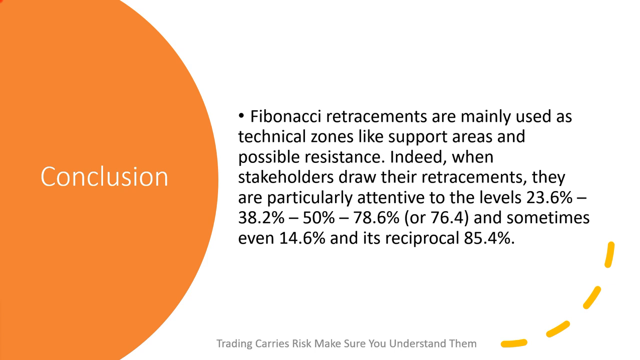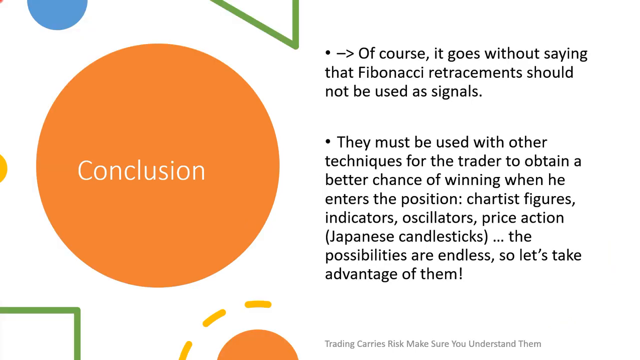So in conclusion, Fibonacci retracements are mainly used as technical zones like support areas and possible resistance. Indeed, when traders draw their retracements, they are particularly attentive to the 23.6, 38.2, and 50. A lot of times people ignore the 78.6 and the 88 because most of our strategies and most of our trading takes place between the 23.6, 38.2, 50 and 61.8. And what happens is they base all of their trading decisions, all their strategies, on that, and they just say when it's below 61.8, I can't do anything. Well, you can find all new opportunities.